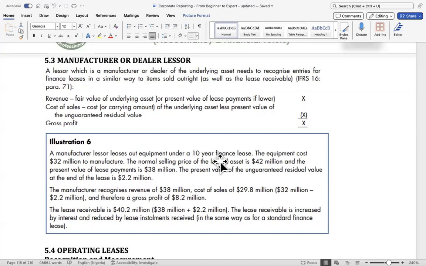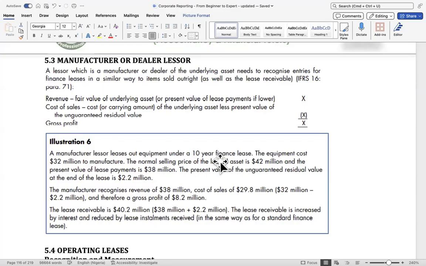For example, I am a car dealer, I sell cars. So I now leased one of my cars to another party. I didn't sell it, but I leased it to that guy. So I gave him the opportunity to pay for so many years in instalments. Me being a car dealer, they are referring to me as a manufacturer or dealer lessor. So I leased an item that I ordinarily can sell outrightly, because that is what I deal in. I'm a manufacturer of that item.